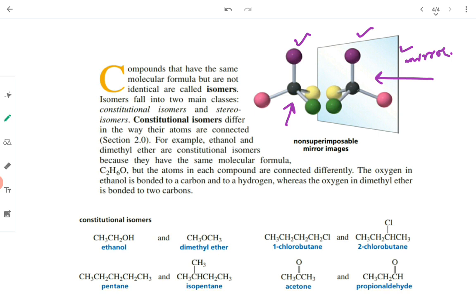If they are mirror images, what kind of mirror images are they? They are non-superimposable mirror images, because if you hold this molecule and try to superimpose it on this one, maybe some atoms or some groups may match with each other, but not all the groups. Means they are not superimposable. So such mirror images are known as non-superimposable mirror images, and those molecules which have non-superimposable mirror images are known as chiral molecules.